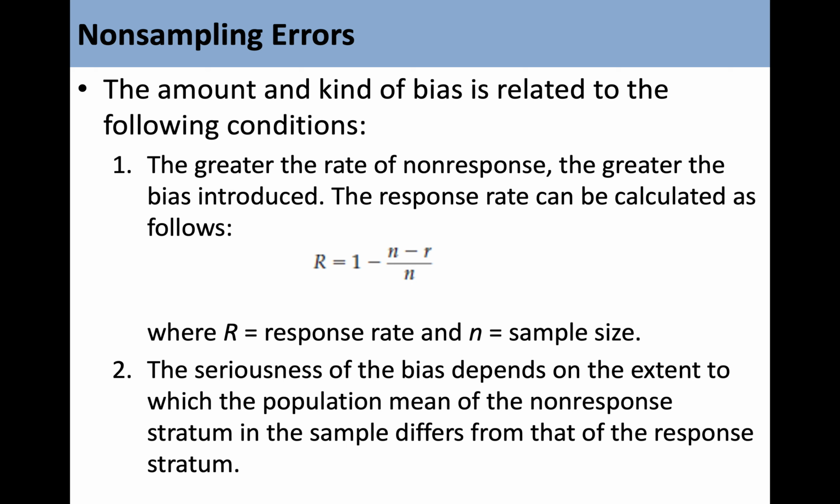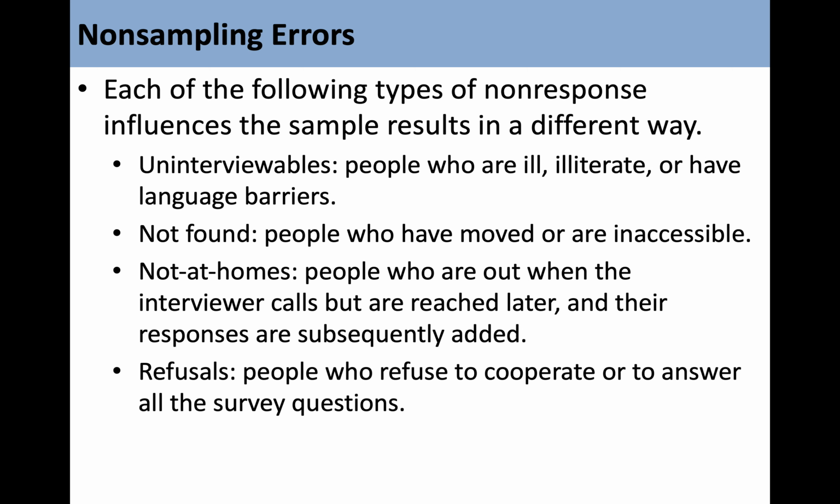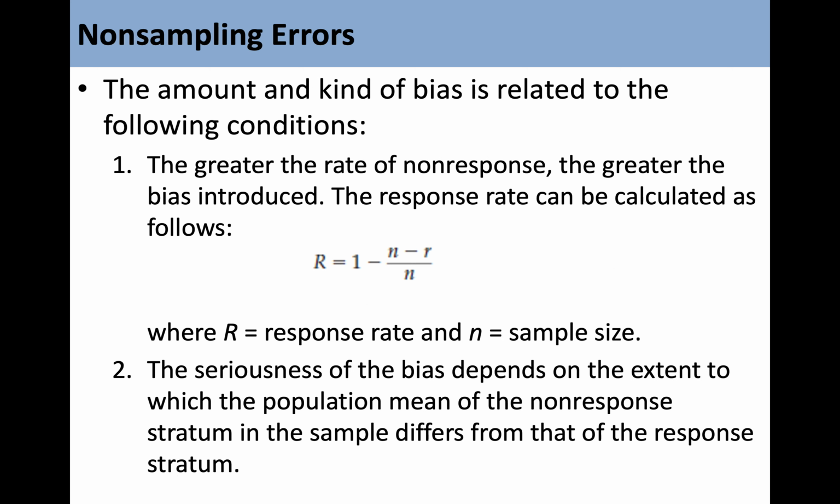The response rate can be calculated as follows. Here R is your response rate and N is your sample size. The seriousness of the bias depends on the extent to which the population mean of the non-response stratum in the sample differs from that of the response stratum. In other words, if you have more non-responses than responses, now you've got a problem.